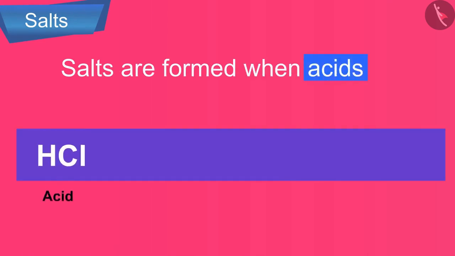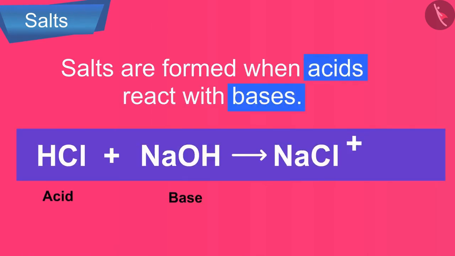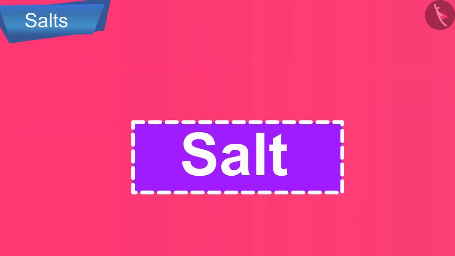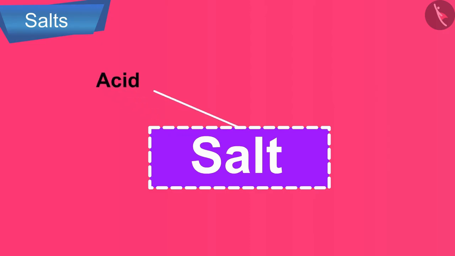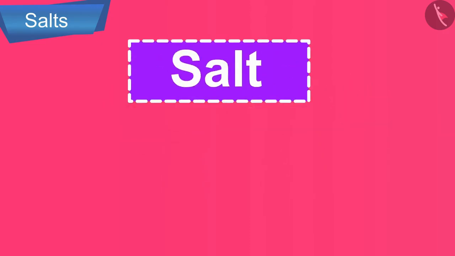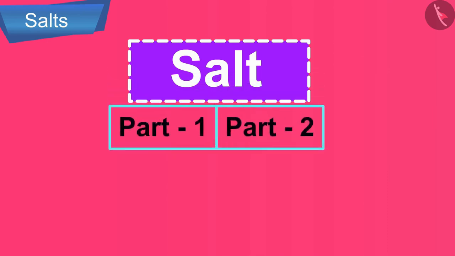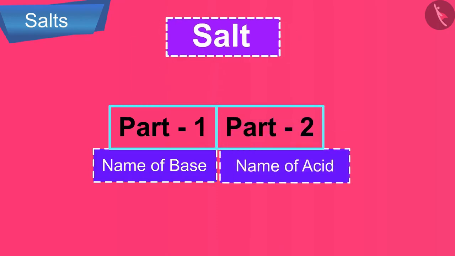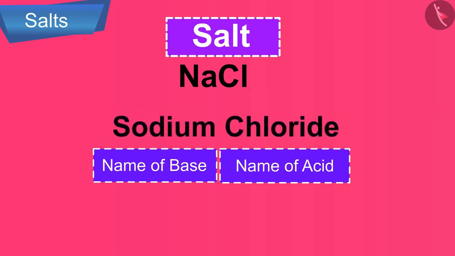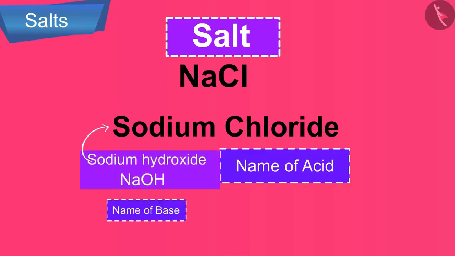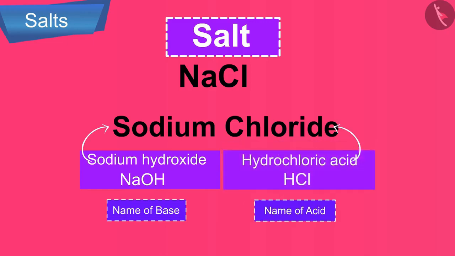Salts are formed when acids react with bases. In a way, we can say that a salt has two parents, an acid and a base. So, the name of a salt consists of two parts. The first part of the name of the salt is derived from the name of the base. And the second part of the name of the salt comes from the name of the acid. For example, in the name of the salt sodium chloride, sodium comes from sodium hydroxide, which is a base, and chloride comes from hydrochloric acid, which is an acid.